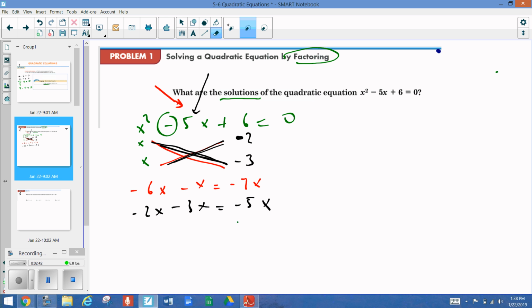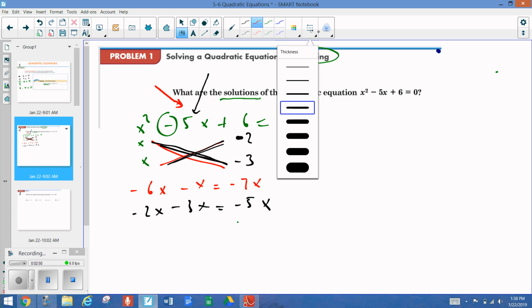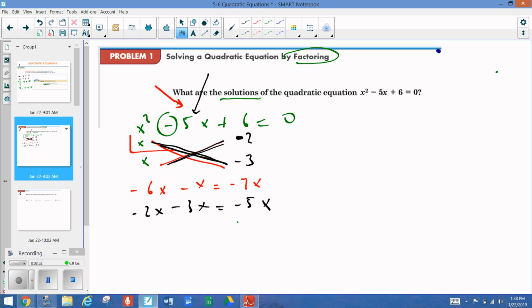The next step was to write it straight across, correct? Yes, and then set it equal to 0. So tell me what those are: x minus 2 times x minus 3 equals 0.